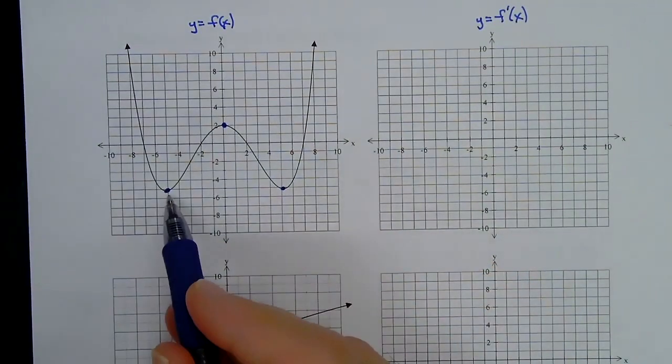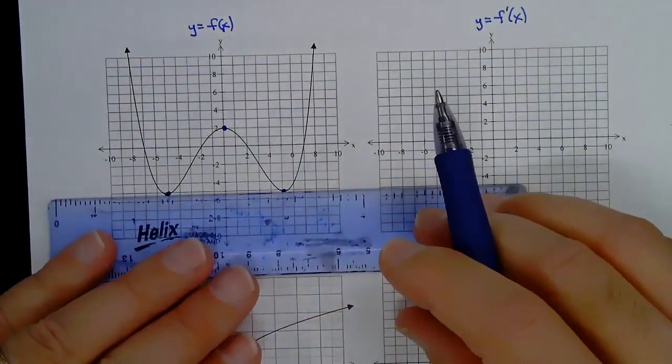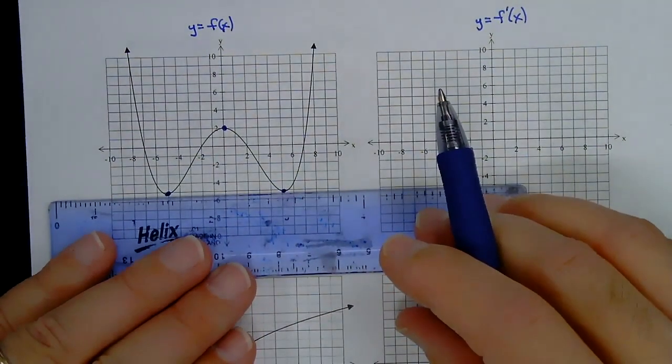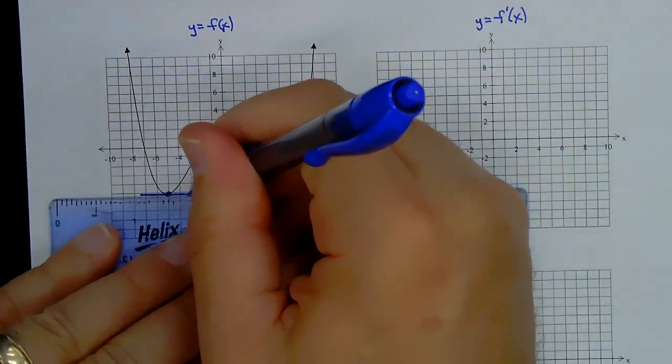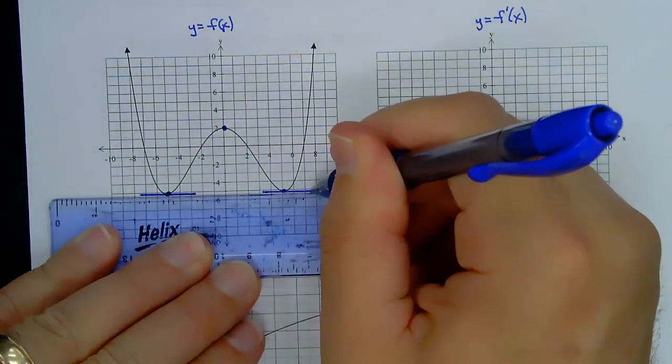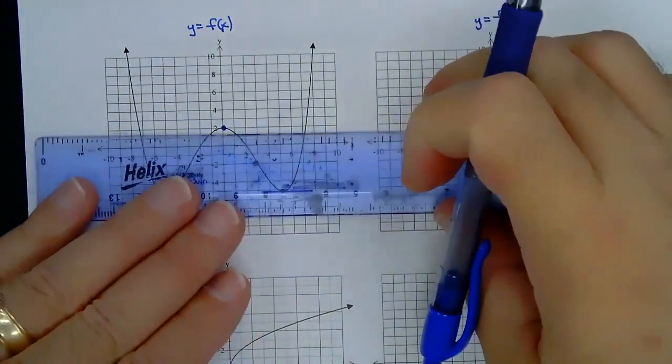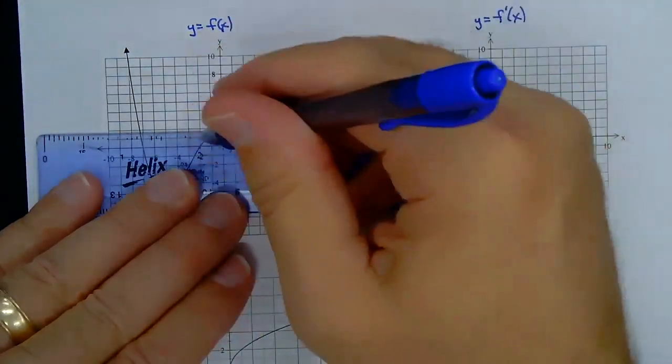This one is not right on -5. It's just a little bit to the left. So these kind of look like they're horizontally the same spot. So we have a horizontal tangent right there and a horizontal tangent right here. And then we have another one right up here.